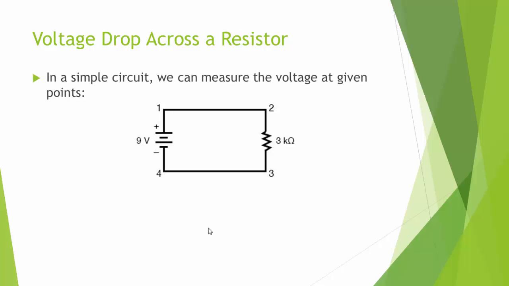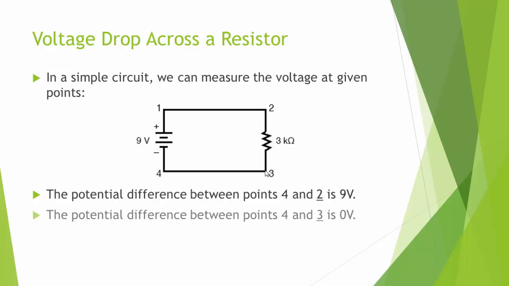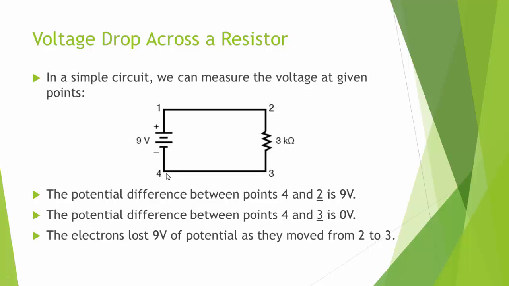So if we measure the voltage, the potential between a location and ground, the voltage at point 2, in other words, the potential difference between point 2 and point 4, is 9 volts. However, between point 2 and point 4, the electron passes through that resistor and loses energy. How can we tell? Well, the potential difference between point 3 and point 4 is 0 volts. So the electrons lost energy. They lost 9 volts of potential as they moved from point 2 to point 3.